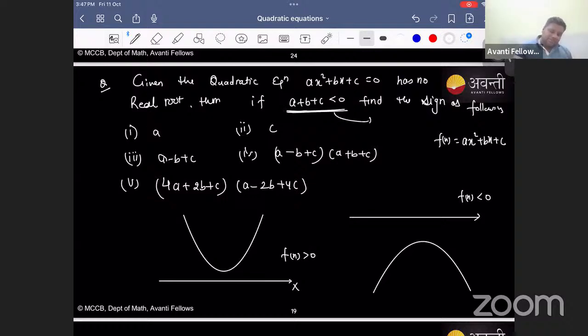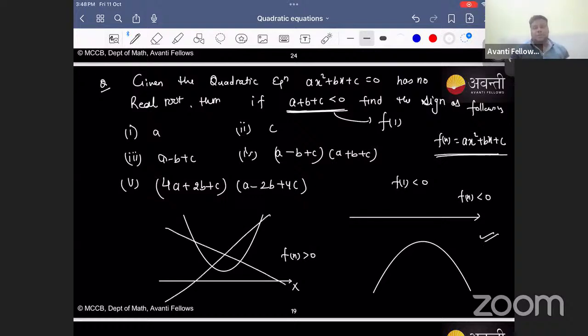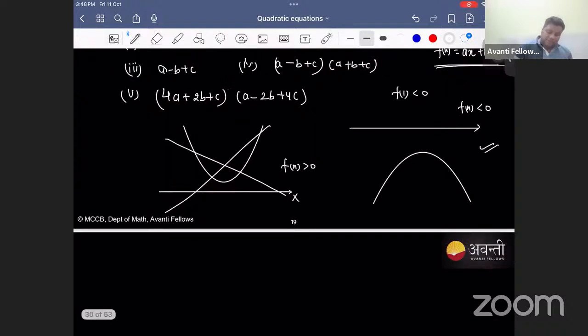Now they are saying that a plus b plus c is less than 0. This a plus b plus c is basically f of 1. If this is your f(x), a plus b plus c is f of 1. So definitely f of 1, they are saying less than 0, means this is the valid graph. This is rejected because that is always positive. So f of 1 is less than 0. Now this is a downward opening parabola, so definitely a has to be less than 0. First part. Second, f of 0 will also be less than 0. So c is less than 0. That is also done.